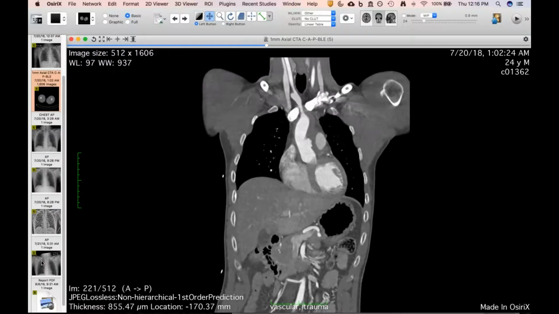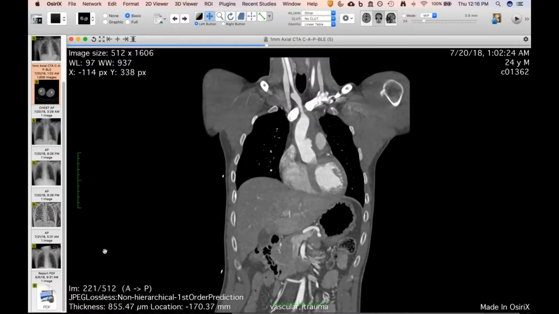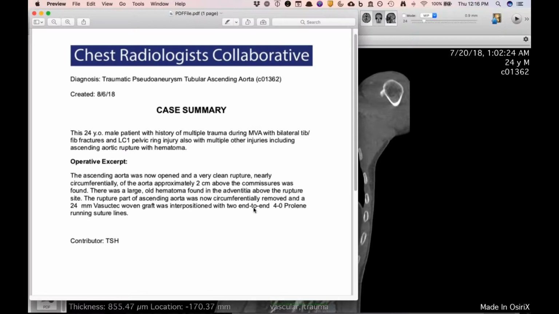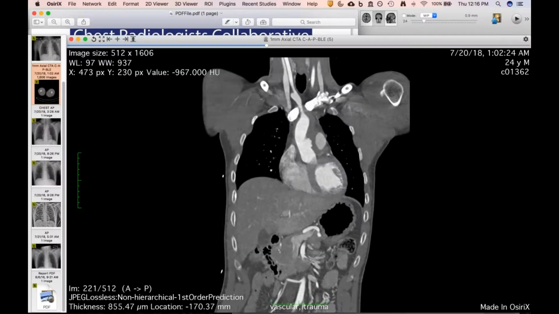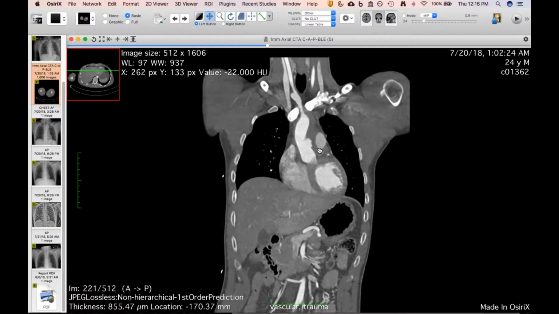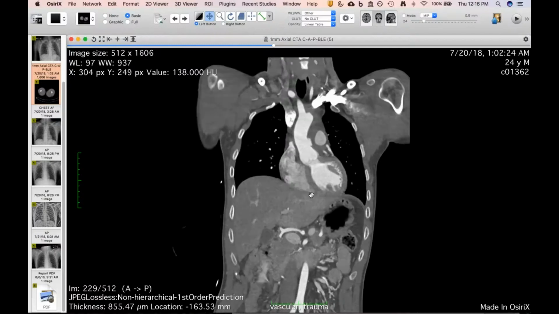But I was holding off on showing this because he had several other injuries that they dealt with first, and they did finally take him to surgery after about a week. And not surprisingly, they said it's nearly circumferential, about 2 centimeters above the commissures, above the sinotubular junction. So it's acute traumatic aortic injury of the tubular ascending aorta in a very unusual location.